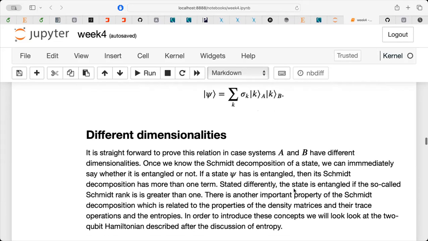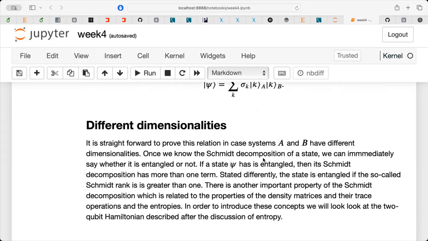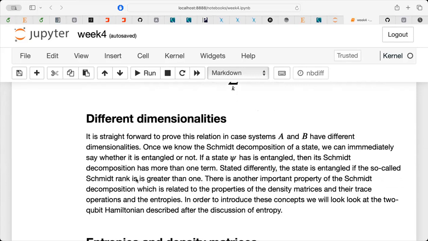So when we have this Schmidt decomposition of a given state, we can immediately say whether it is entangled or not. If that state is entangled, then the Schmidt decomposition has more than one term. So it's a way to actually tell whether the state is entangled or not. Stated differently, the state is entangled if the so-called Schmidt rank is greater than 1.